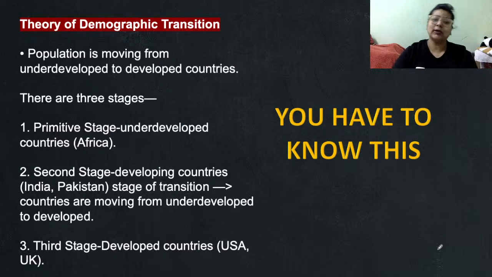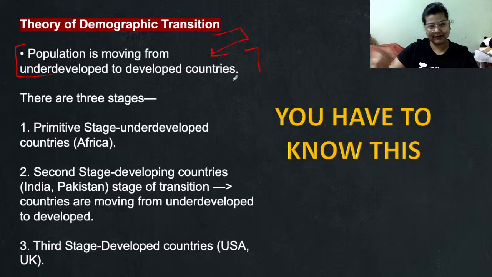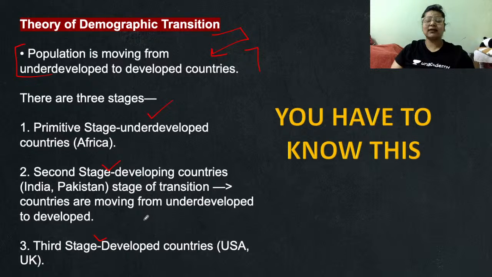Now these are a few extra notes which I always give. Even in the plus class, I make sure that I give you one-liners, points or notes that you need to know and that help you. The theory of demographic transition is nothing but population moving from underdeveloped to developed countries. Three stages we discussed: primitive, second, developed. Examples are also given.